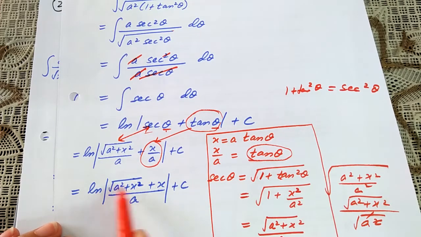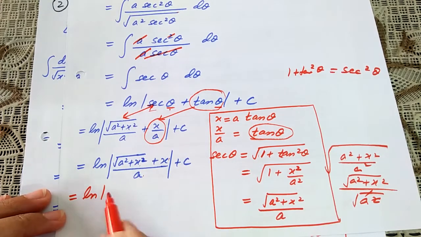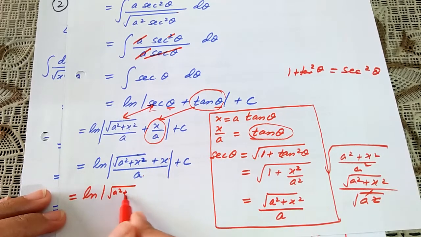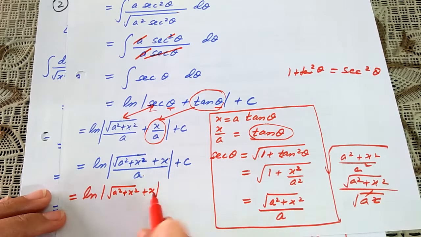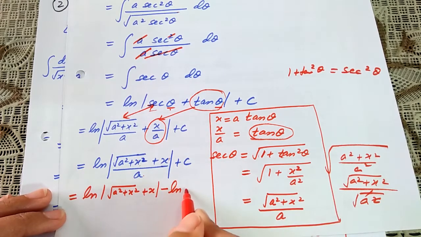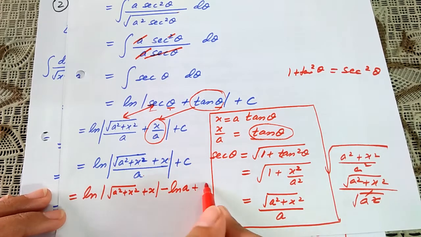This will be square root of a square plus x, divided by a. We can also further simplify it. This is the property of ln, that we can separate the numerator and denominator: just write the numerator. Now the denominator can be written as minus ln of a. This is a property of log, that we can separate the fraction, plus this c.